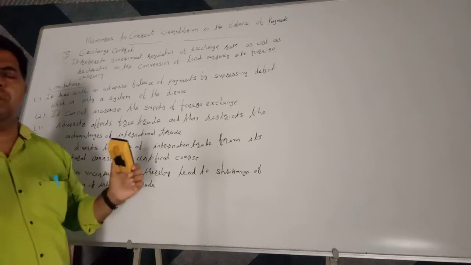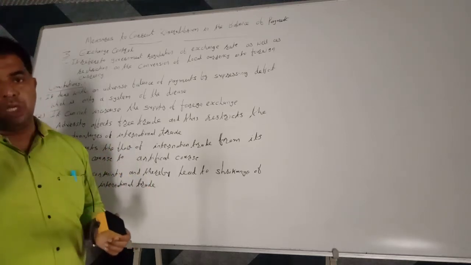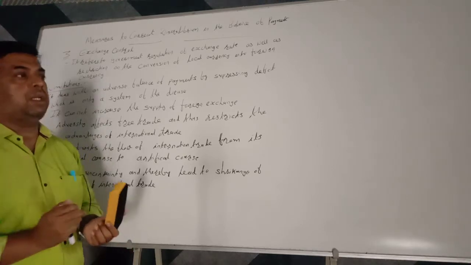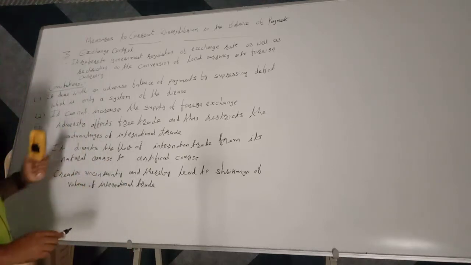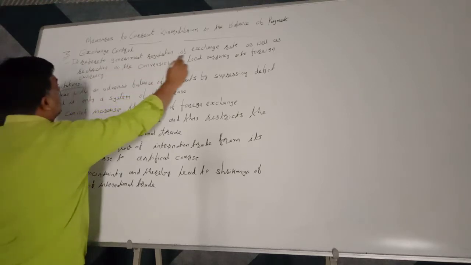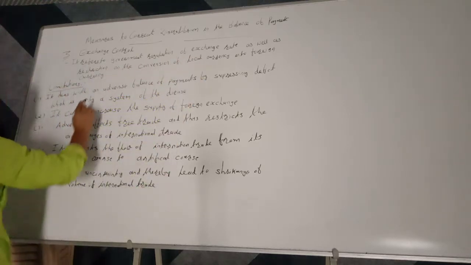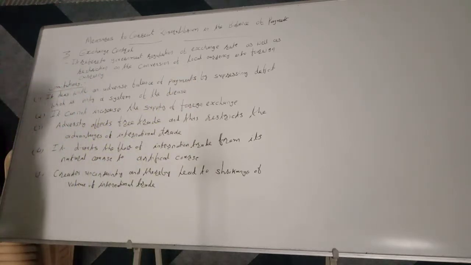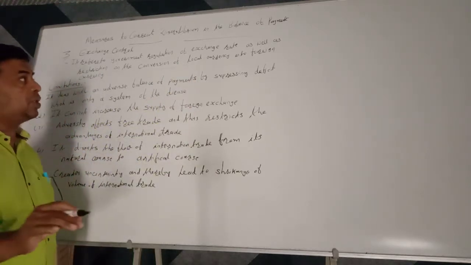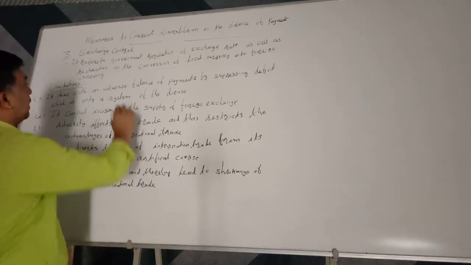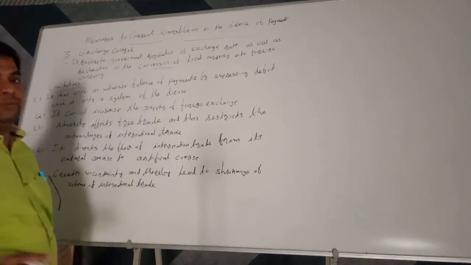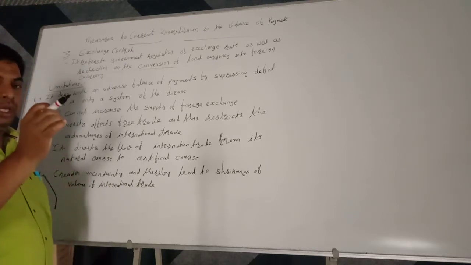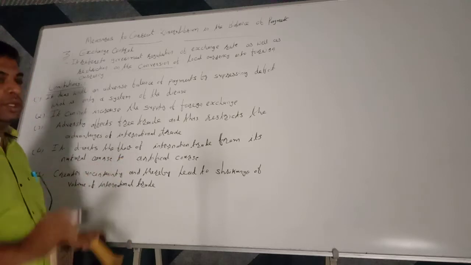Exchange control is also a very important measure to correct adverse balance of payment, to correct disequilibrium in balance of payment. What is exchange control? It refers to government regulation of exchange rate as well as restriction on the conversion of local currency into foreign currency. Regulation of exchange rate and restriction on the conversion. Free conversion नहीं है, full convertibility नहीं है, okay? यह restriction है.